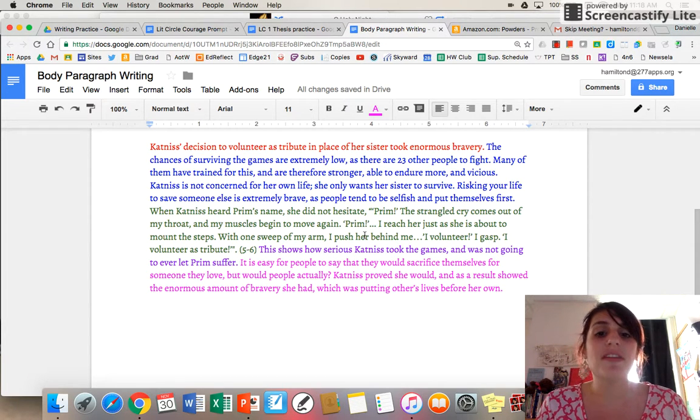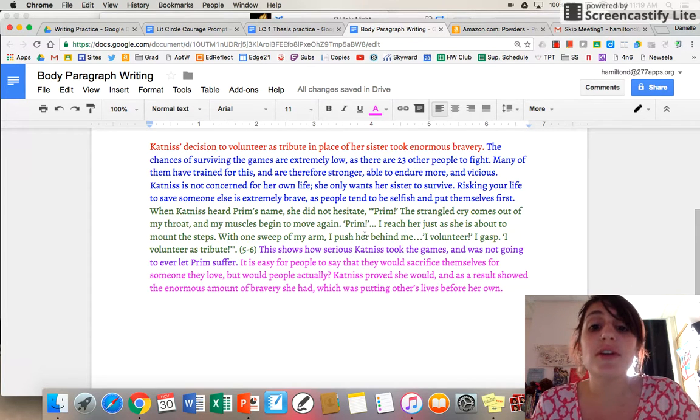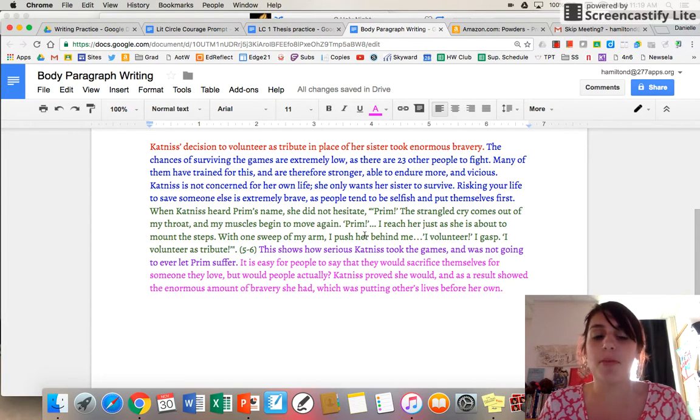When Katniss heard Prim's name, she did not hesitate. "Prim," the strangled cry comes out of my throat and my muscles begin to move again. "Prim," I reach her just as she is about to mount the steps. With one sweep of my arm, I push her behind me. "I volunteer as tribute." This shows how serious Katniss took the games and was not going to ever let Prim suffer. It's easy for people to say they would sacrifice themselves for someone they love, but would people actually? Katniss proved she would, and as a result showed the enormous bravery she had, which was putting others' lives before her own.